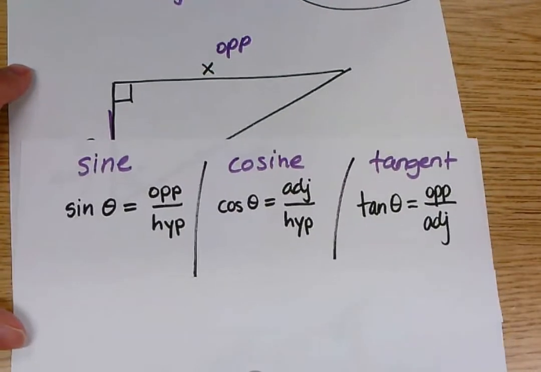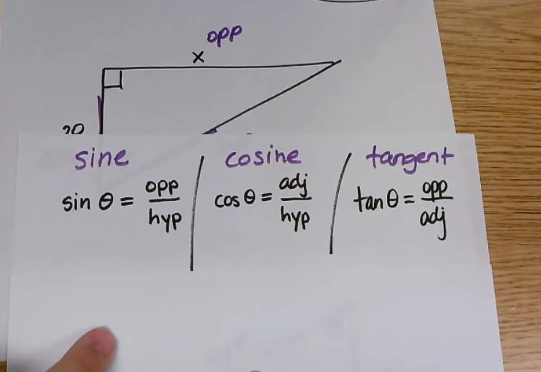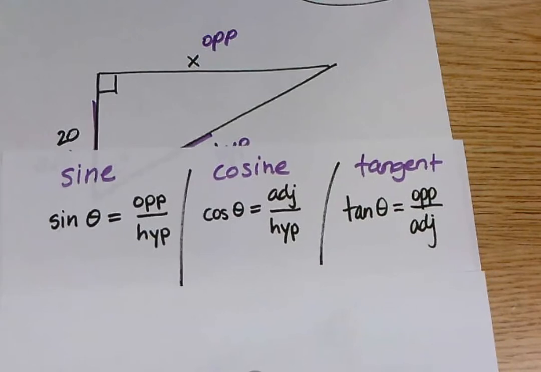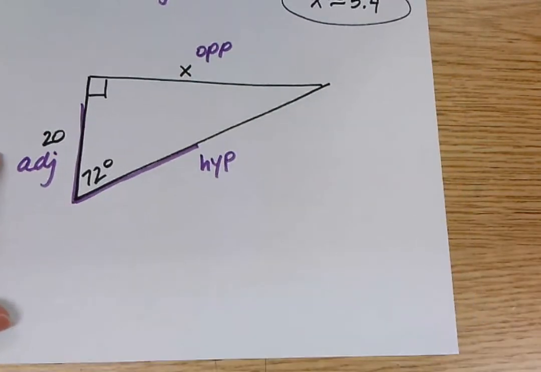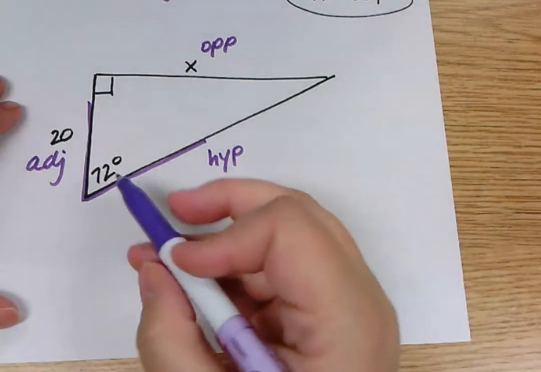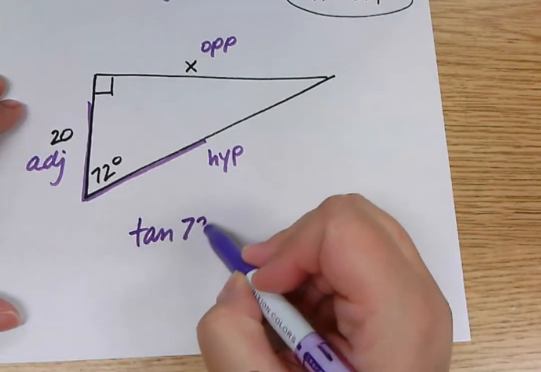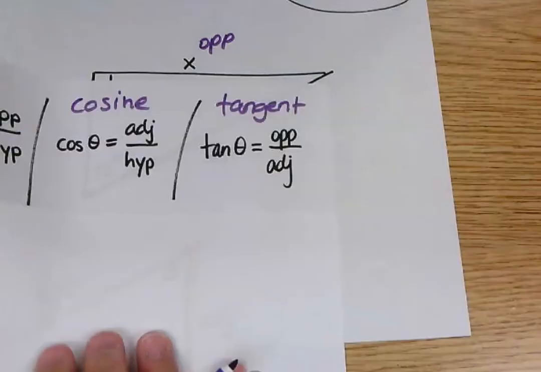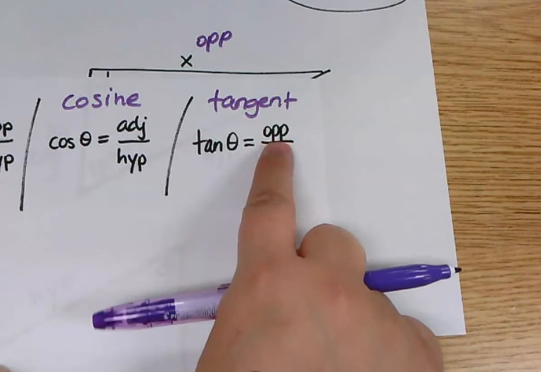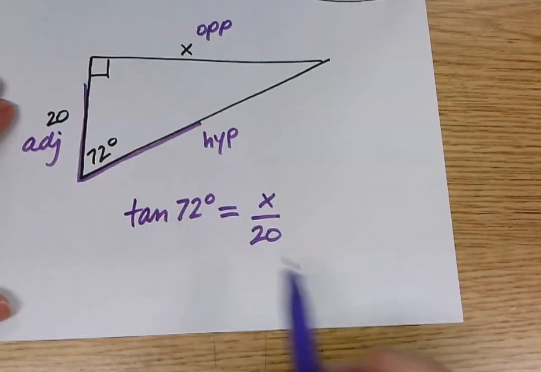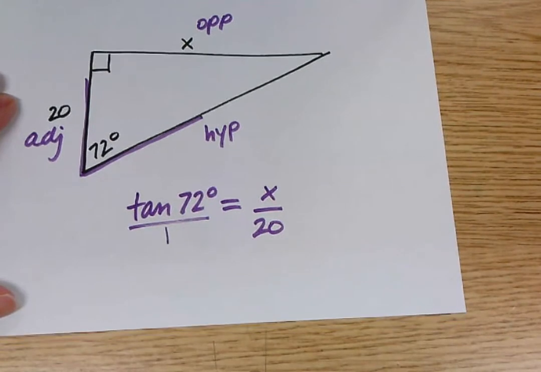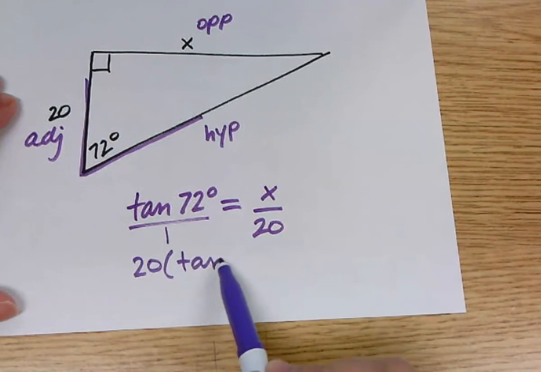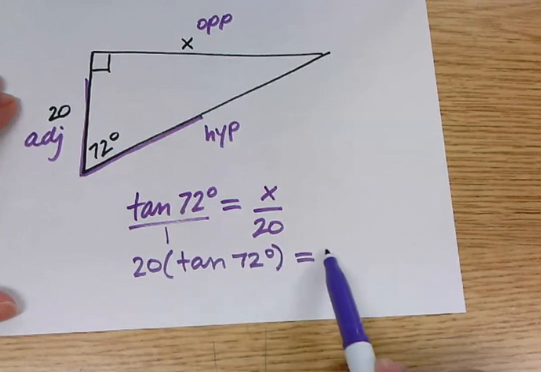So I have to look here and decide which one of these functions deals with the opposite and the adjacent. And it's tangent. So I'm going to take tangent and set up an equation. I'm going to say, all right, tangent of my angle equals the opposite side over the adjacent. My equation is always exactly the same as the definition, just with things filled in. Now I'm going to put this over 1 and start cross multiplying. So 20 times tan 72 is on one side, and x times 1 is on the other side.